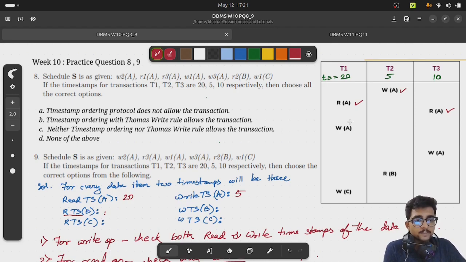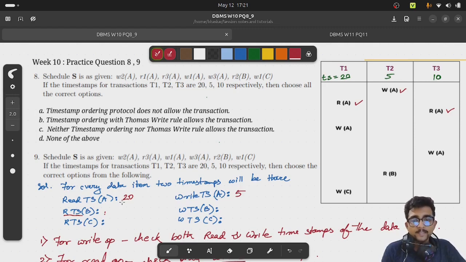Fine. So next is WA. Now this is a write operation, so we will have to refer to both read and write timestamp. Let's first check the write timestamp of A. Write timestamp of A is 5. So again, no problem, because 5 is an older transaction and T1, being a younger transaction, is going to write into A, and initially A was written by a transaction with timestamp 5, which is basically transaction 2. So it is fine. I am a newer transaction, I can write over an older transaction. So no issues over here.